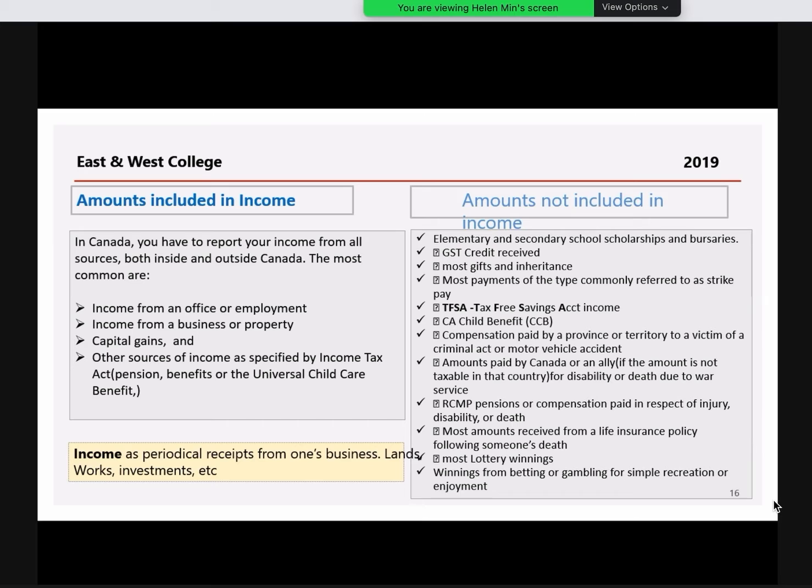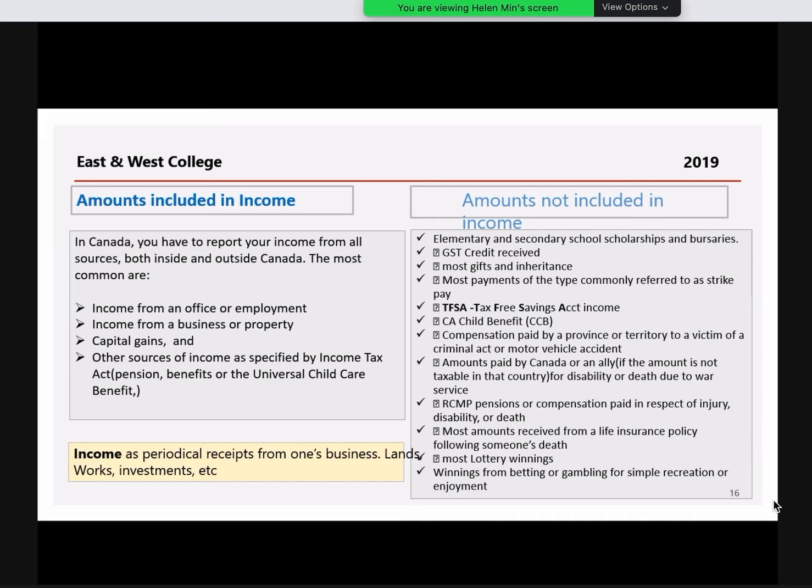Anyway, TFSA is a very good option. When you use TFSA money to do the investment, all the investment income is tax free.